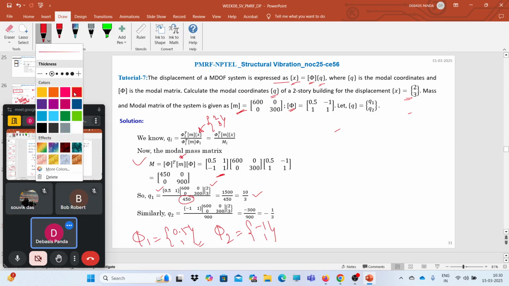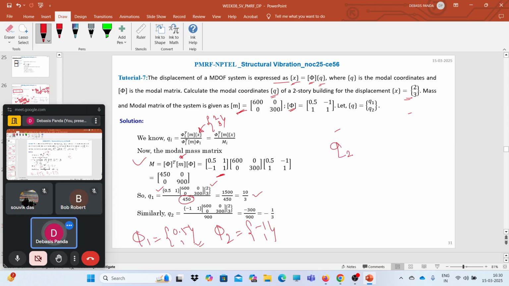So q2, what will be the value of q2? It's nothing but phi 2 transpose M u or x, divided by your Mn, the normalized one. So phi 2 transpose, we have phi 2. This is nothing but phi 2, the second column of the modal matrix, minus 1, 1.